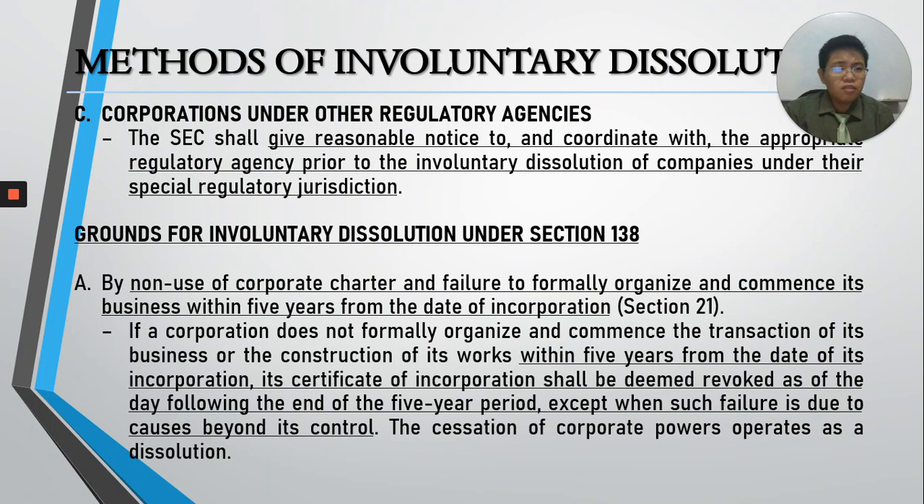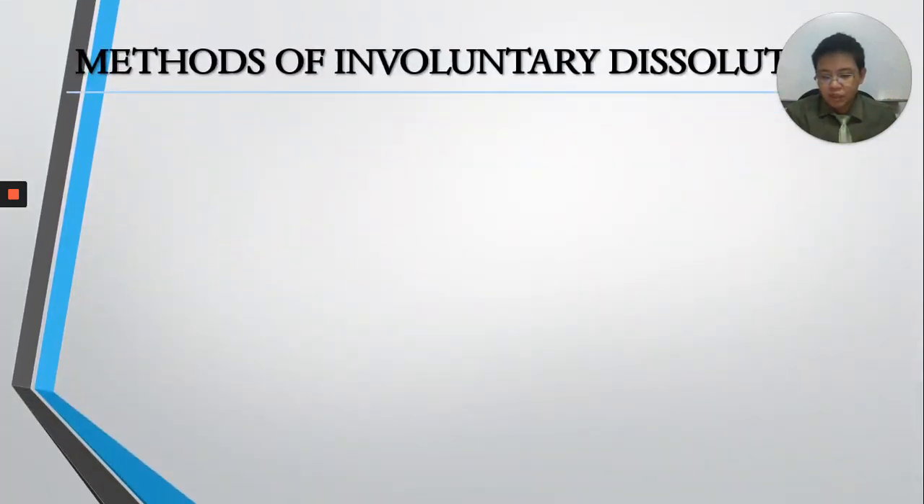Kung hindi nila nagawa yan, kung halimbawa last day today ng 5th year after the issuance of the certificate of incorporation, mare-revoke na siya kinabukasan. So, kung na-issue ngayon, nagbilang ng 5 years, last day ngayon ng 5-year period na yan, kinabukasan, yung kanyang certificate of incorporation shall be revoked. Remember, as of the day following the end of the 5-year period, except if the failure is beyond the control of the corporation. Remember, class, mamaya ko na i-discuss yan, sa klase na lang natin.